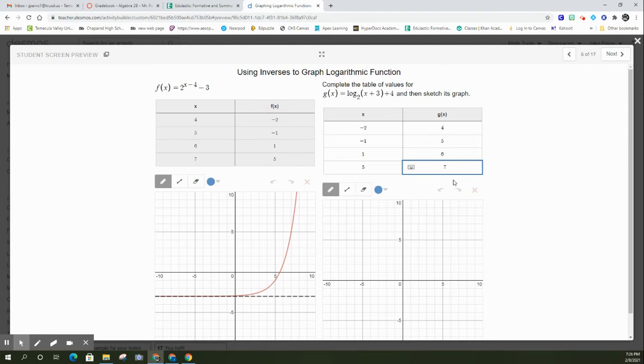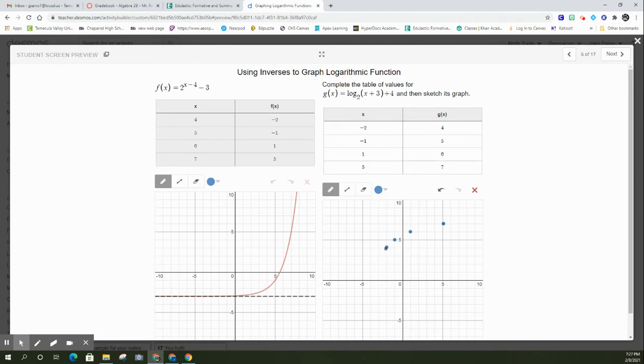So, if I can graph an exponential, if I can find the inverse of a logarithmic function, then I could write the exponential, graph that exponential, and then just flip it. If I could do the inverse of a log and graph an exponential, I can graph a log. So if I graph these points, I get -2, 4, -1, 5, 1, 6, and 5, 7.